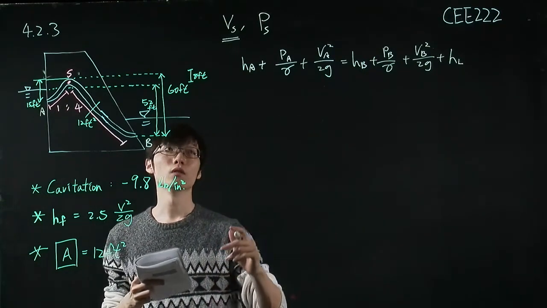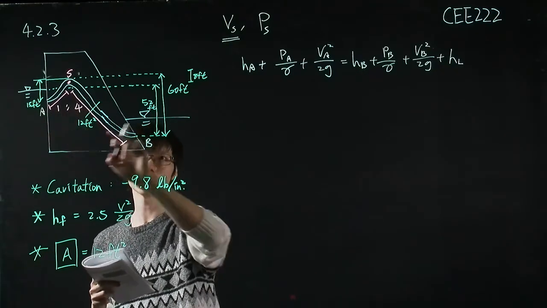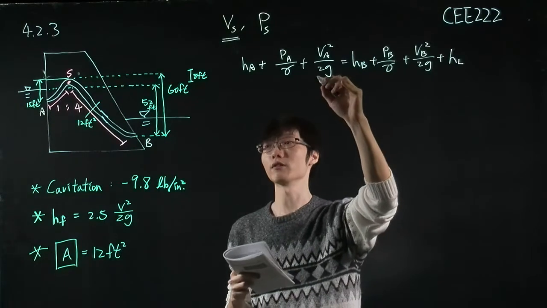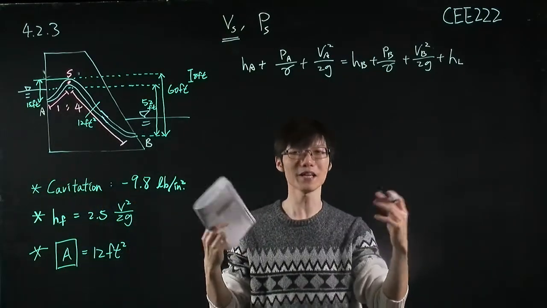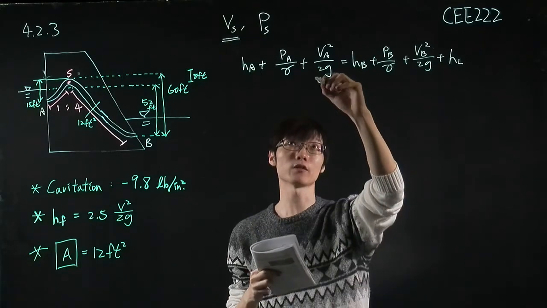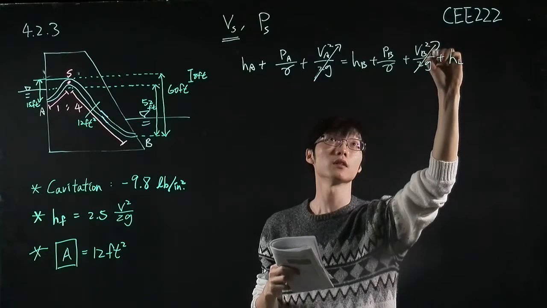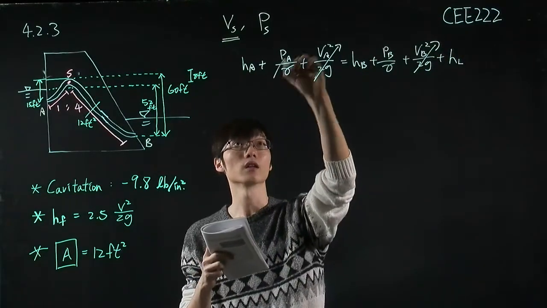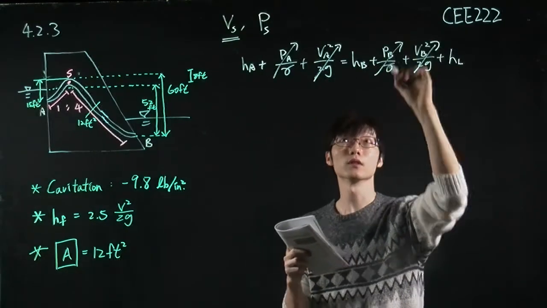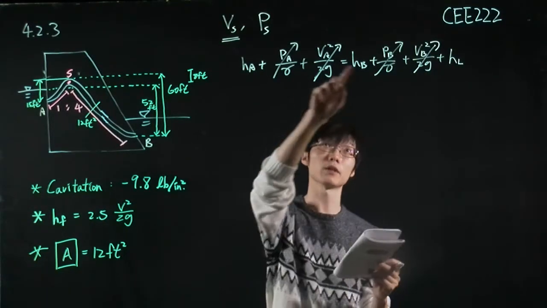We know that the velocity at this entrance and exit is equal to 0, because in this water body there's no velocity. It might have a velocity, but it's small enough to be ignored, so these two terms can be cancelled out. What else can we simplify in this equation? This term is also equal to 0 because P_A and P_B are 0.